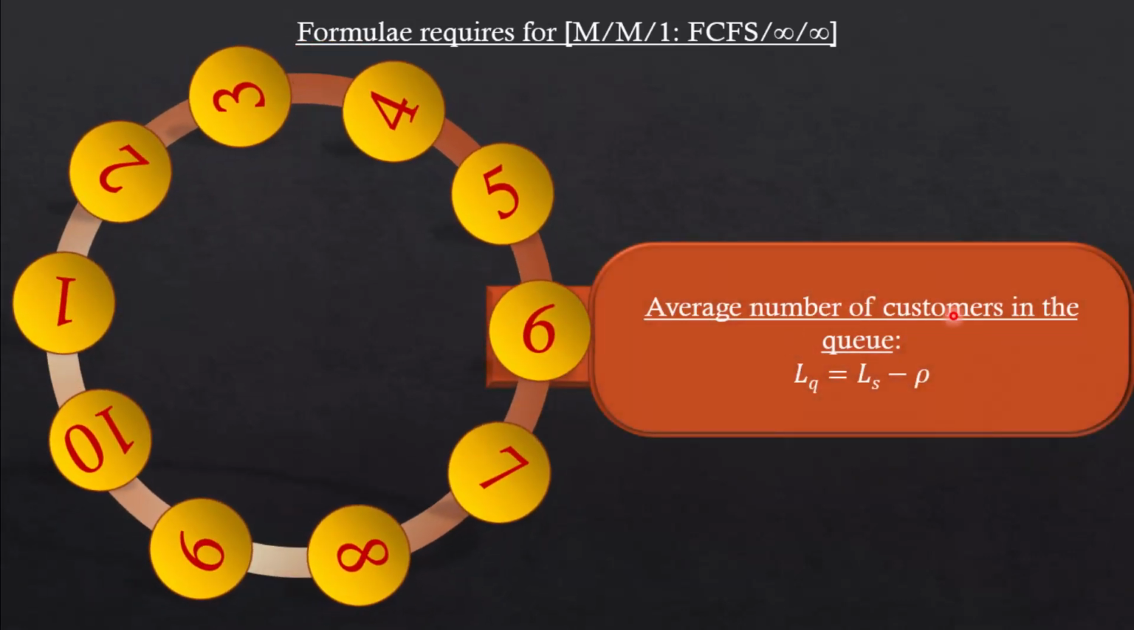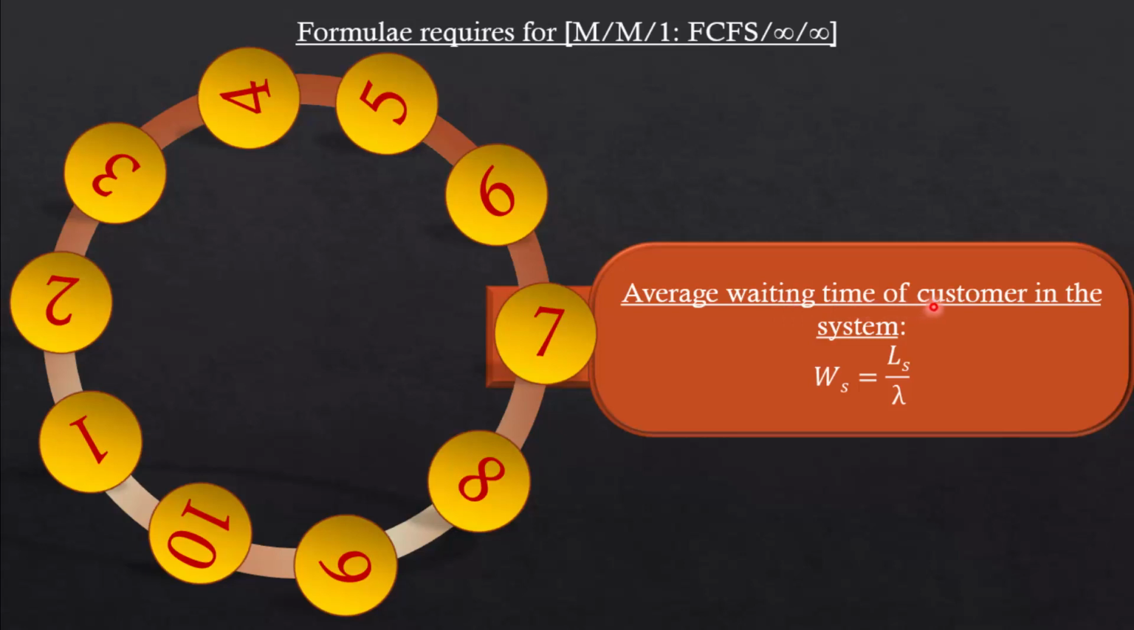Average number of customers in the queue is represented by LQ, also known as length of queue. It is given by length of system LS minus rho. Now let us move ahead.